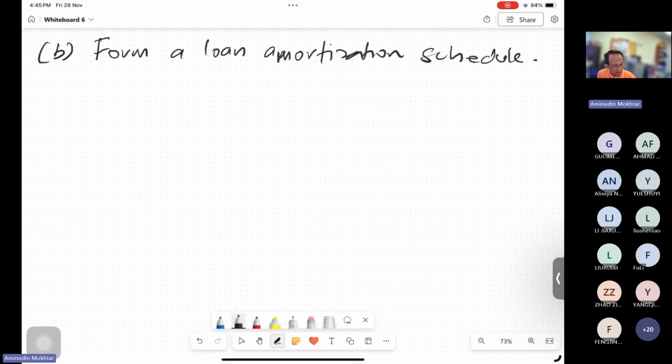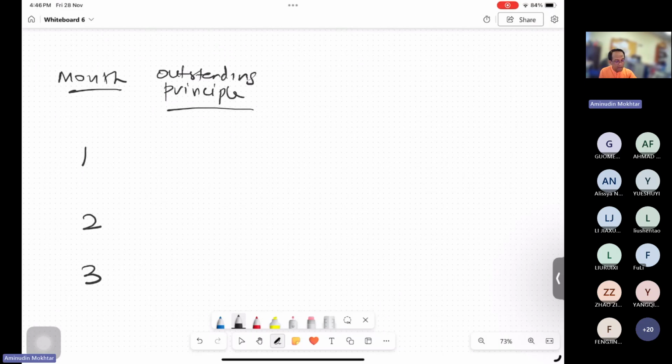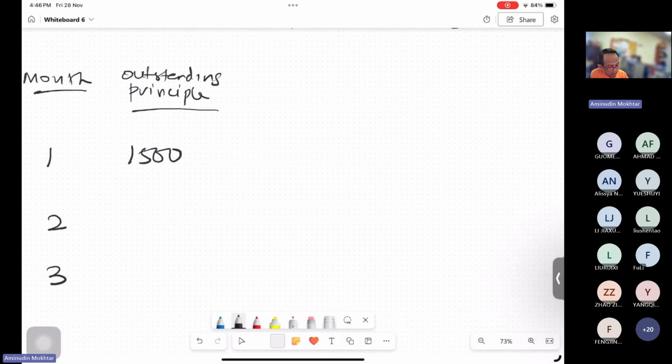Let's say we have the months: first month, second month, and third month, and then the outstanding principal. For the first month, the outstanding principal is of course 1,500 at the beginning of the first month, because you have just received the loan. Now we have the interest rate for each month.